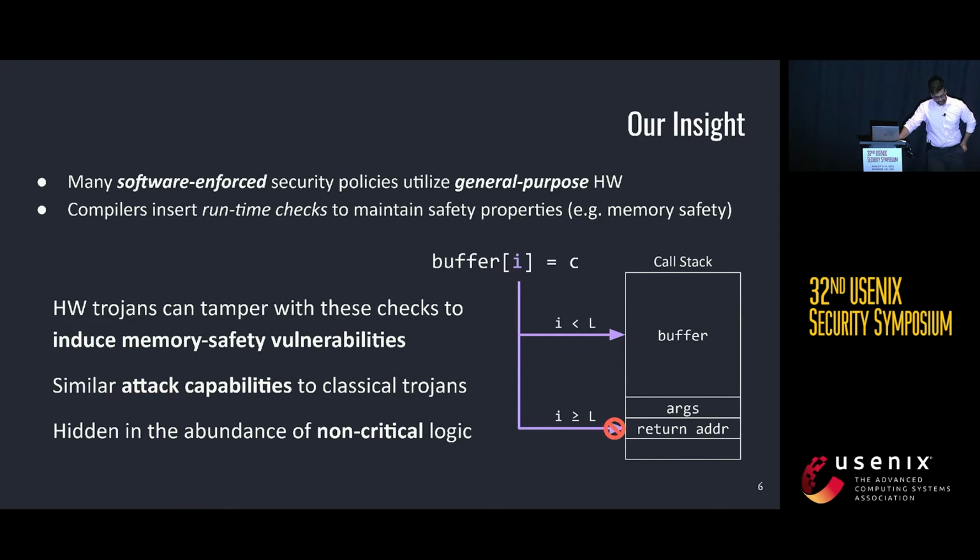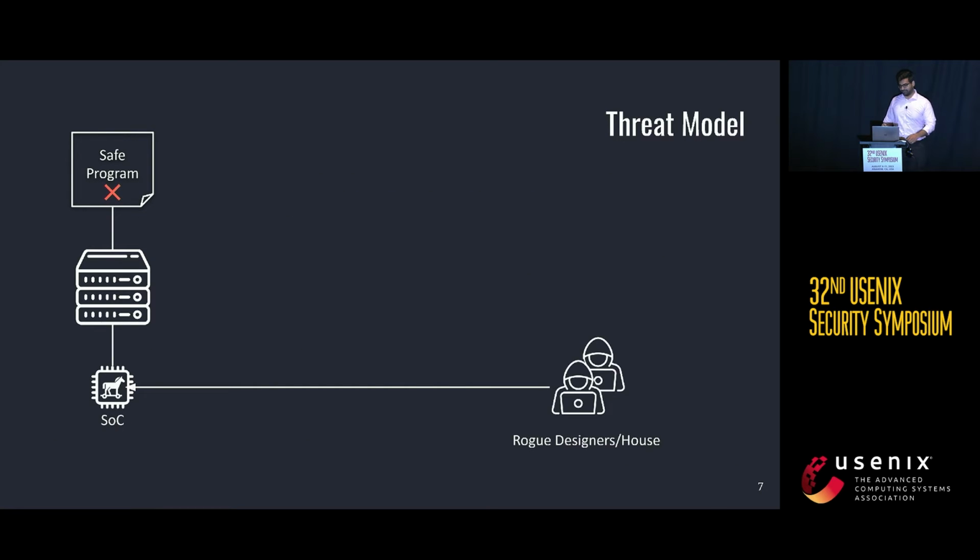Now, these provide a very convenient target for Trojans because they're highly reproducible code sequences. Trojans can tamper with them to induce memory safety vulnerabilities, as we know can launch very powerful attacks. And these provide attackers very similar capabilities to classical Trojans. But they have the very interesting property of hiding in general purpose hardware, where there's much more of it. There's much more general purpose hardware than the designated security critical hardware. So it'll be very hard to catch these kinds of Trojans. So let's take a look at our threat model.